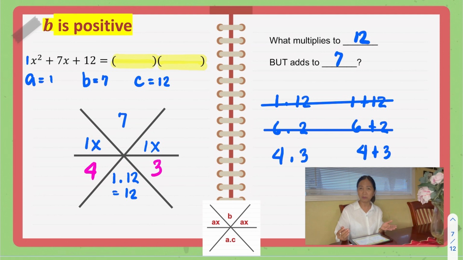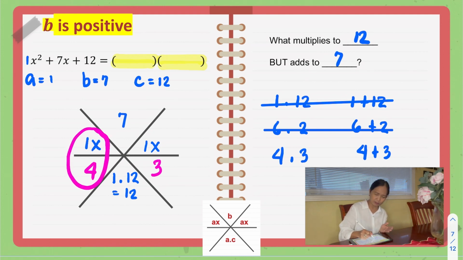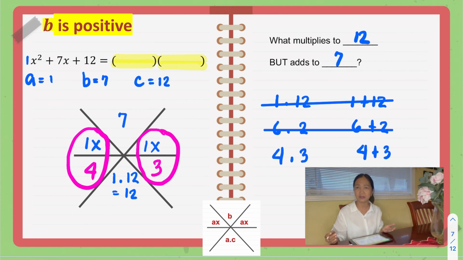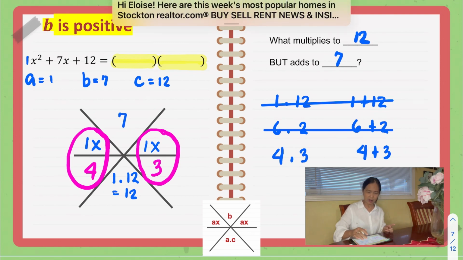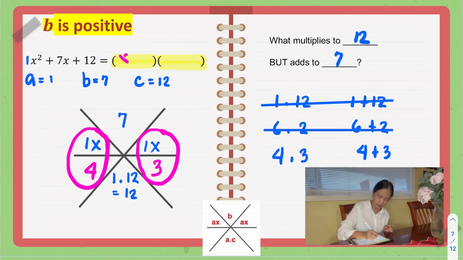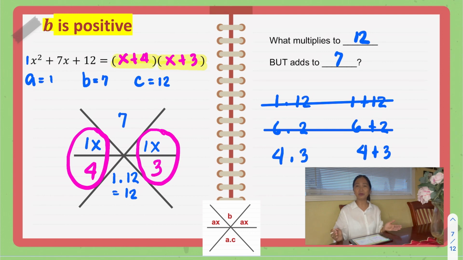Now that we have completed our template, this 1x plus 4 and 1x plus 3 are your binomial factors. But remember, we don't write 1 as a coefficient. So that said, the factors of x squared plus 7x plus 12 are x plus 4 and x plus 3. How do you know that you're right?